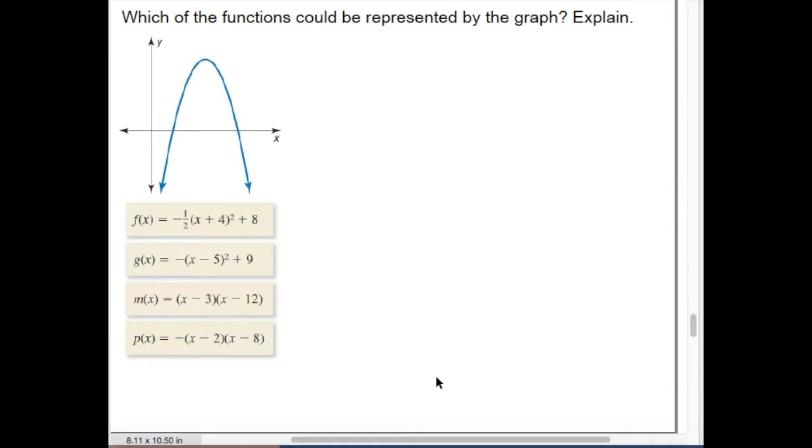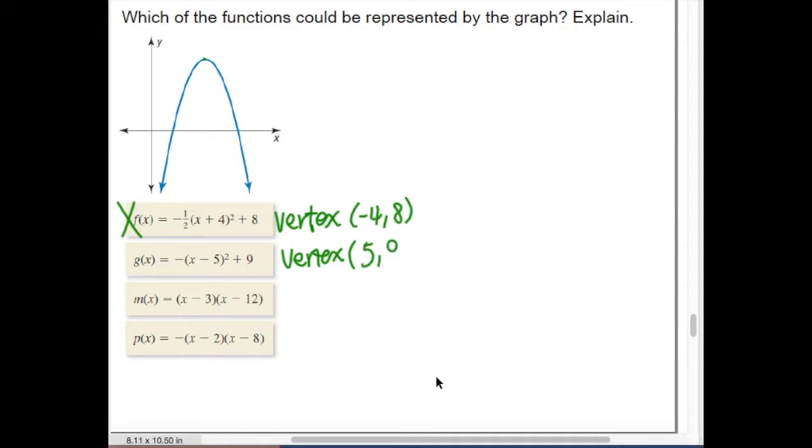The vertex of the graph is in the first quadrant, and also the two x-intercepts are positive. So given those things, we're going to continue to look at these choices. The first choice has a vertex of -4, 8, the h and k values of your vertex form. However, the vertex (-4, 8) of the graph of f is in the second quadrant, so the graph does not represent f of x.